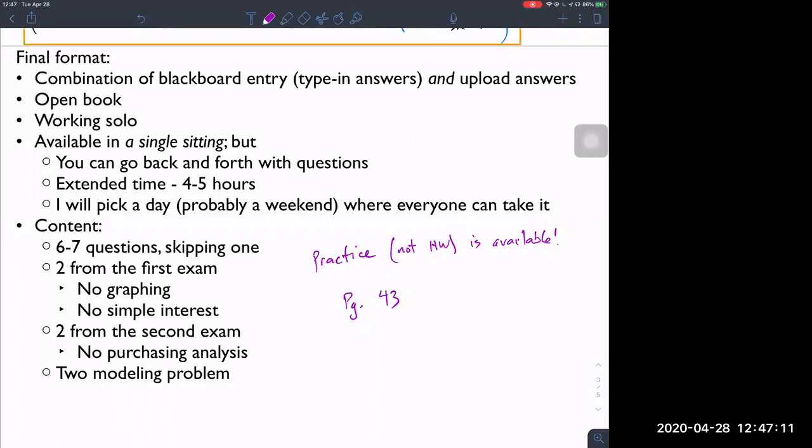But I'm slowly finding a way to implement that. So the practice on page 43, they're mostly models, I'll tell you that right now, but they encompass a lot of the details that we have gone over in the first and second exams, for one. And two, I have a mega long model that really talks about all those aspects of the class.